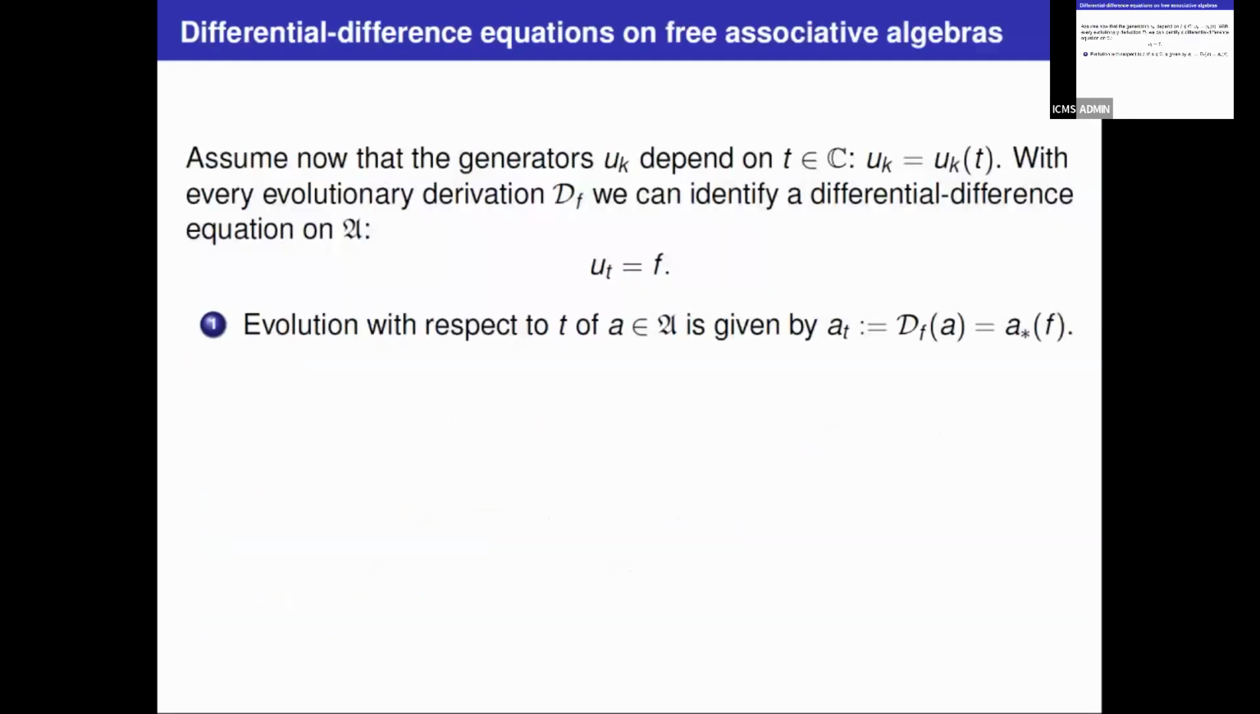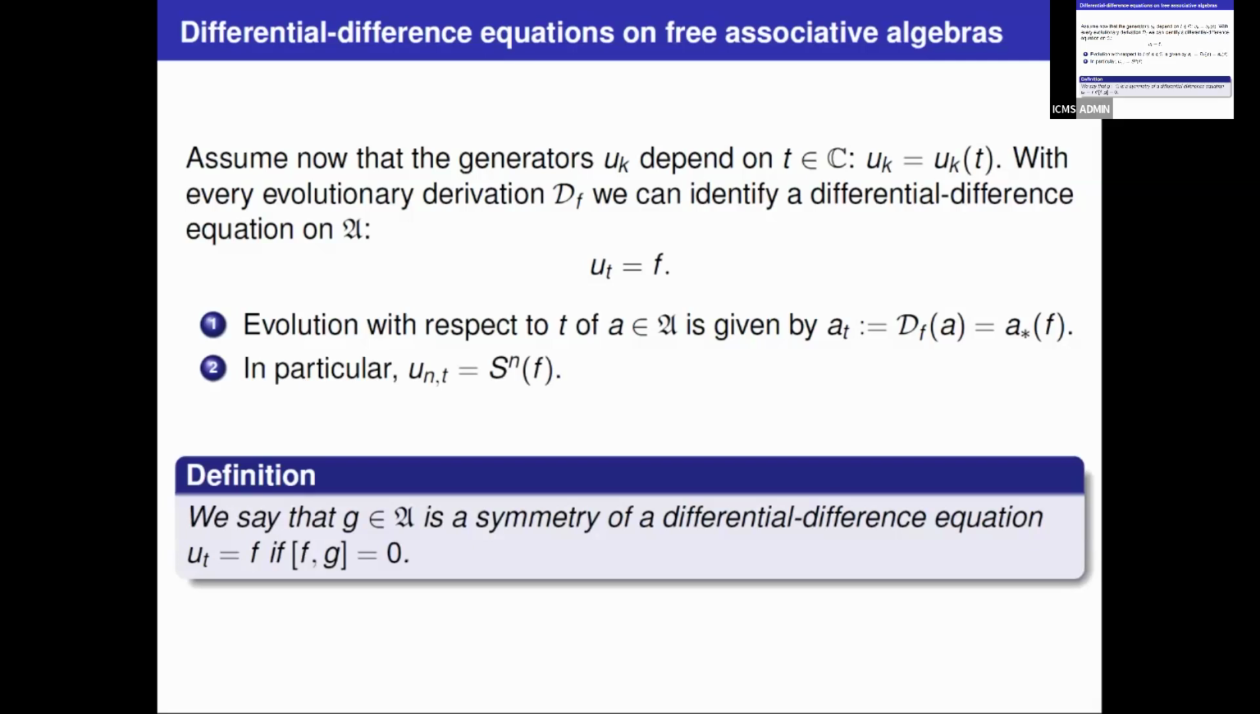And we can now define the notion of an evolutionary differential-difference equation on the free associative algebra. So to every element f corresponds an evolutionary derivation d_f, and by an equation we will understand u_t equals f, now understanding that every generator of our algebra A depends on an additional parameter t.